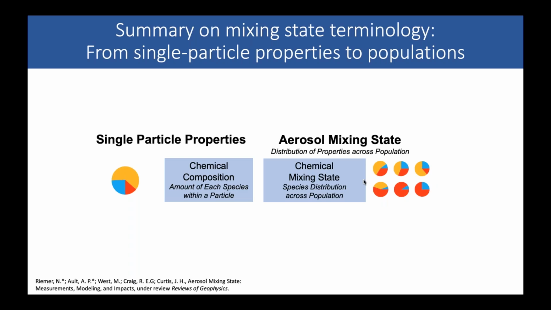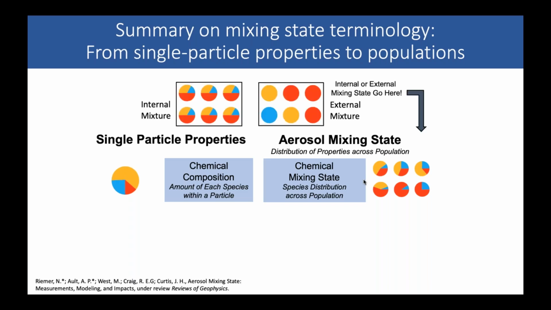And so if we want to relate this back to how it's often represented in models at the moment, we can think about that internal or external definition that was given before. That would fall into this category, where we have an internal mixture on the left, where everything's essentially the same, whereas on the right, we have different particles, each of which has a very different composition. And so this fits into this overall idea of chemical mixing state.